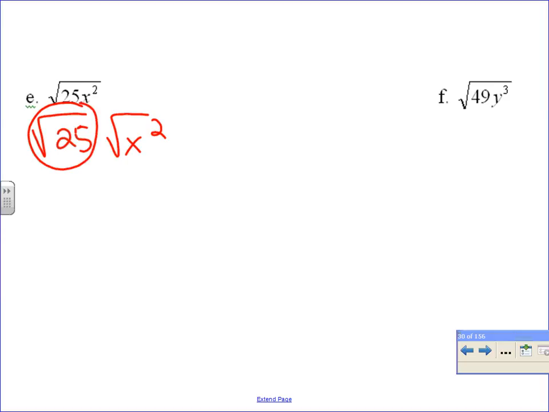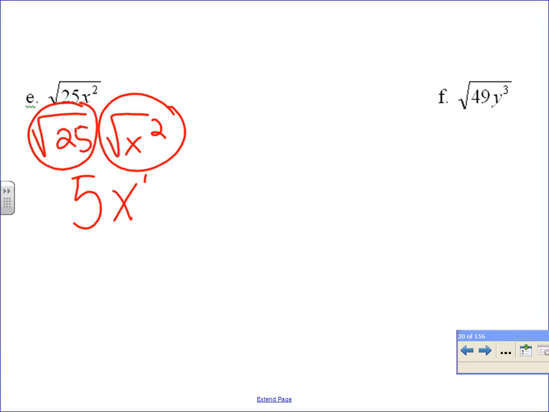We know any variable to an even number exponent is perfect. How do we take the square root of a variable with an even number exponent? Yeah. So here's a shortcut. Divide the exponent by 2, and that's how you get the perfect square. 2 divided by 2 is 1. So the square root of x squared is x to the first.